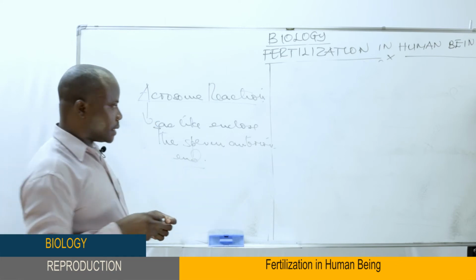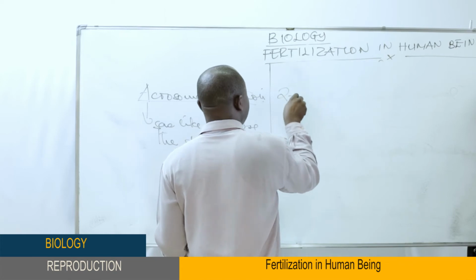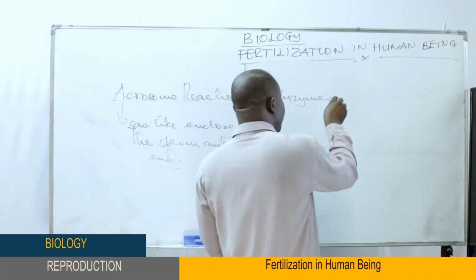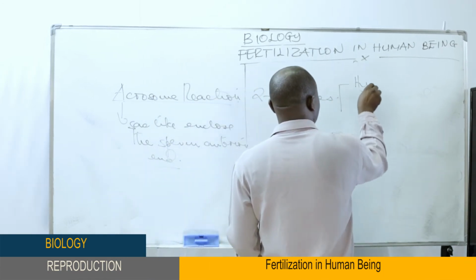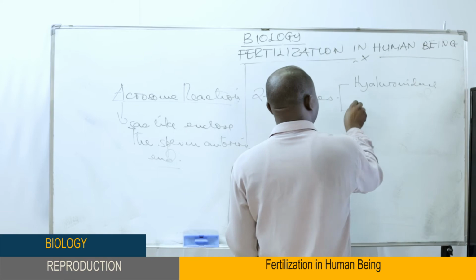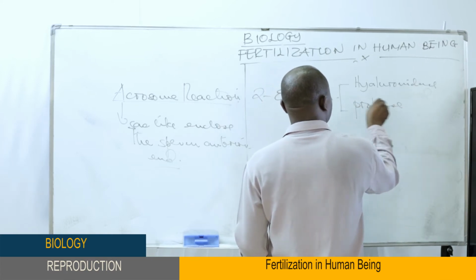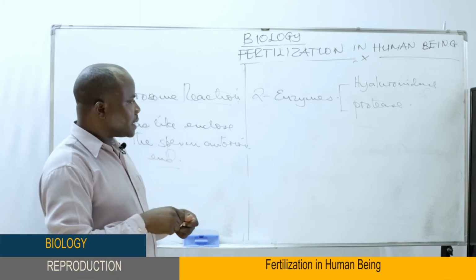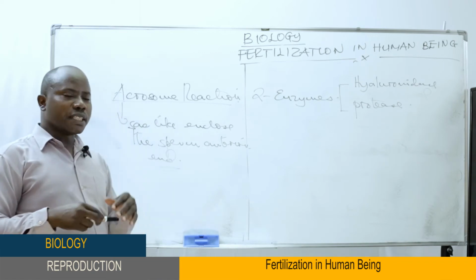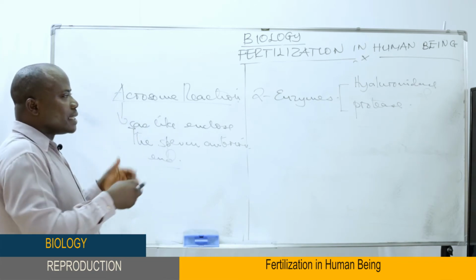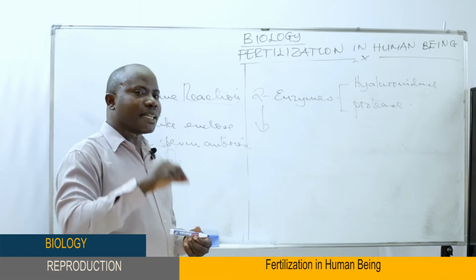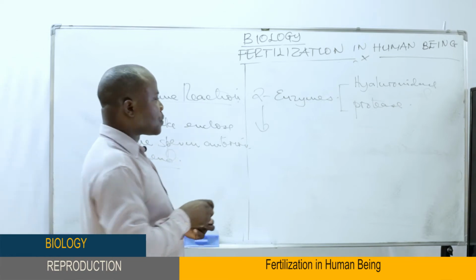What does the acrosome consist of? The acrosome consists of two enzymes, hyaluronidase and protease. These are the two enzymes that the acrosome contains. Therefore, to respond to this question, you have to explain why this is very important. The importance of this reaction is that it digests a path through the corona radiata and the zona pellucida.